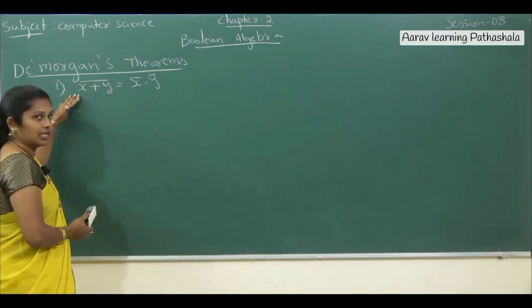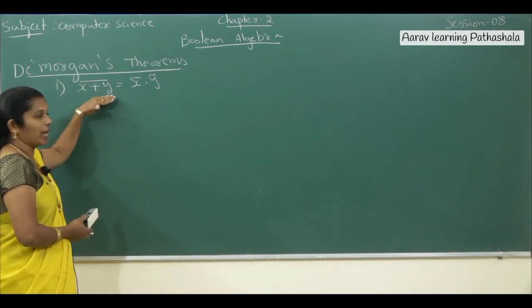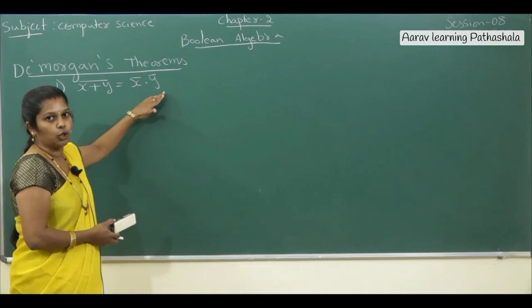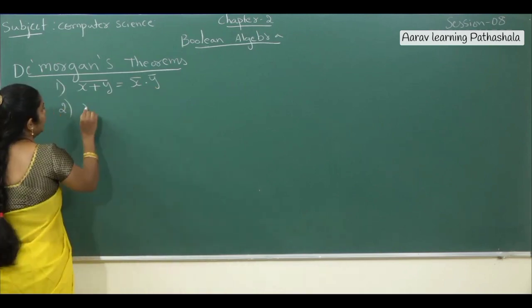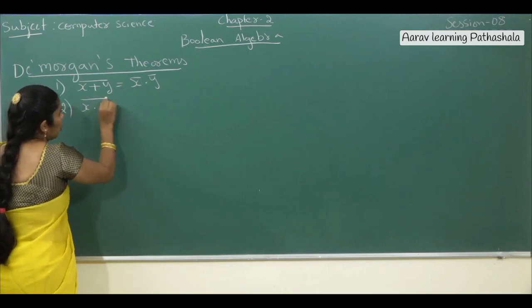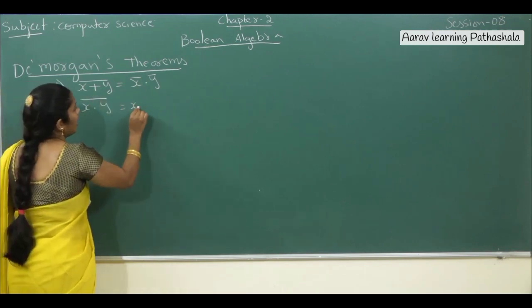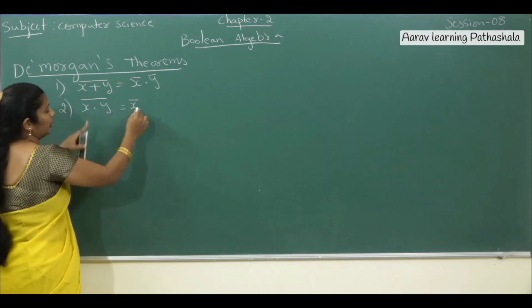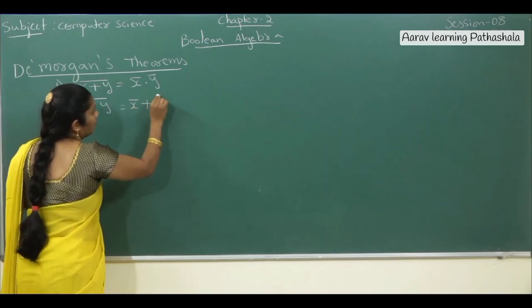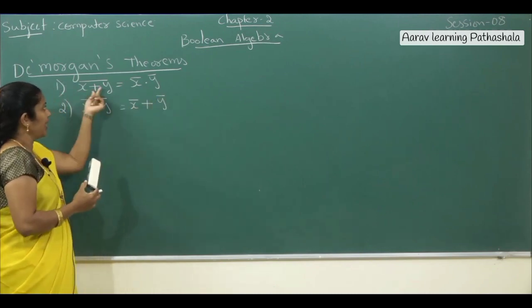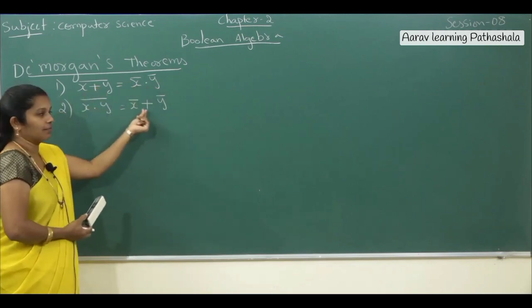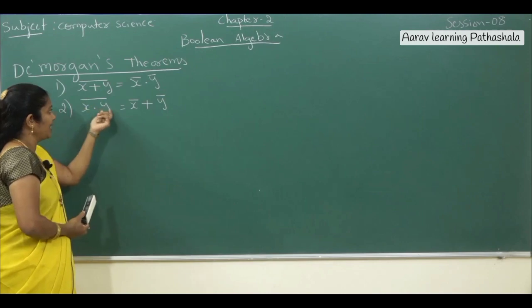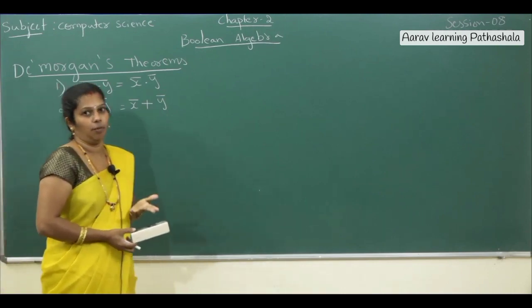The first De Morgan's theorem states that x plus y whole bar equals x bar into y bar. And the second De Morgan's theorem states that x into y whole bar equals x bar plus y bar. Here the dot will be replaced by plus. See here, in these two cases, what happens? The plus is replaced by dot and the dot is replaced by plus. Each variable is individually complemented.